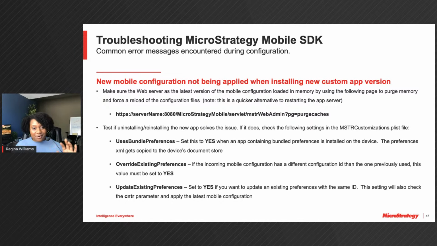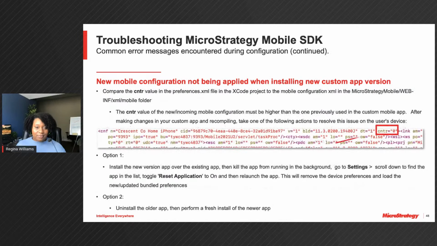Now, because the users already had the app installed, if we can go to the next slide, we want to be able to remedy the situation for those particular users. So option 1 is to have the user install that app over the existing app and then go into settings, look for the app in the list on the left, and then choose the option to reset the application. And what will happen is that once they relaunch the app again, it would have to have been killed from the background. Relaunch it again, it should remove the device caches and reload and upload the new bundle preferences for that user. Option 2 is, again, to uninstall the older app and to install the fresh new app.